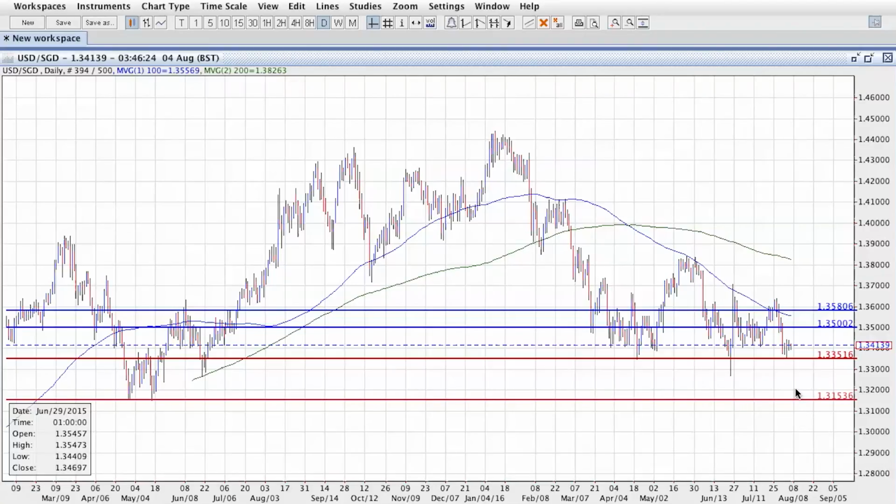So I think all eyes on this currency pair, because it really is a leading indicator of what could potentially be a very weak US dollar.